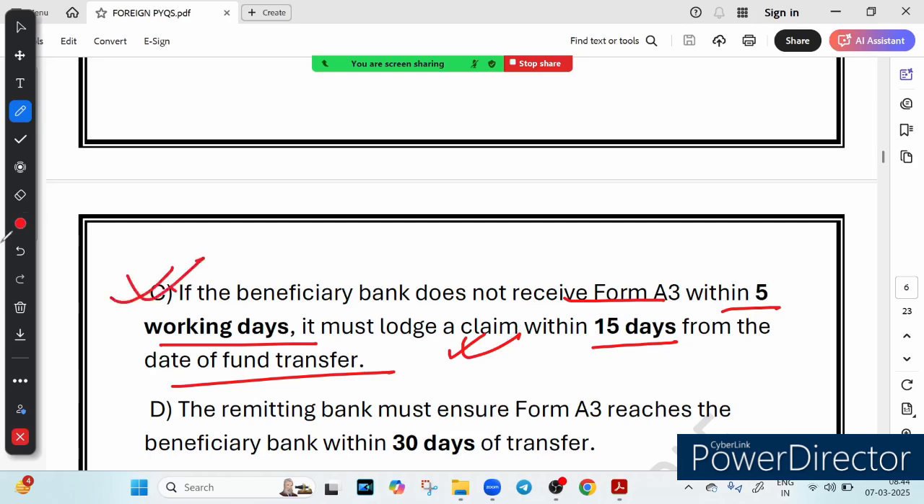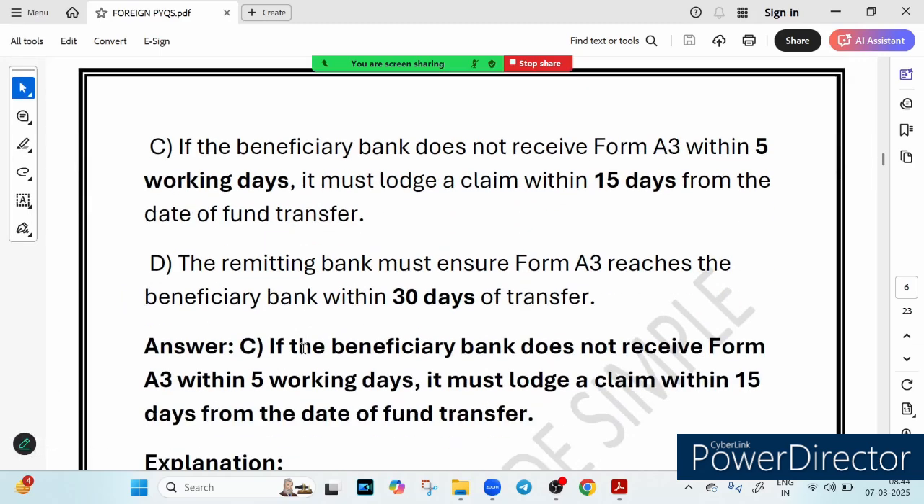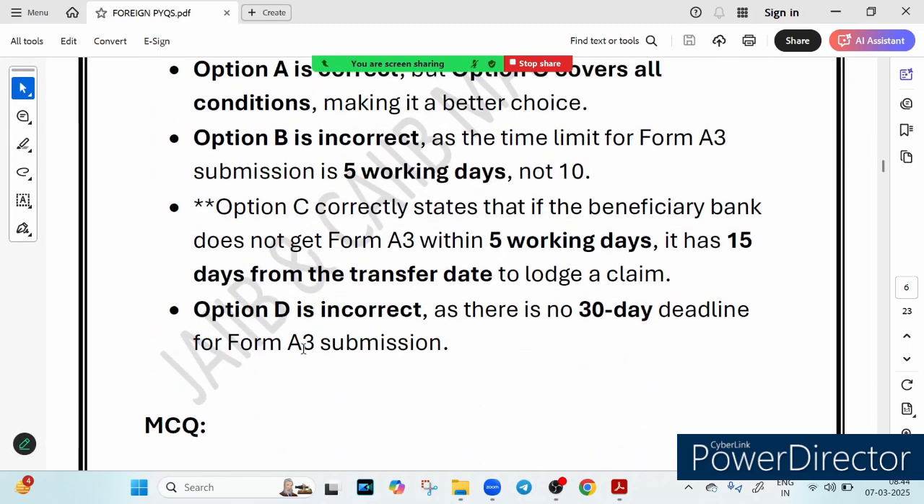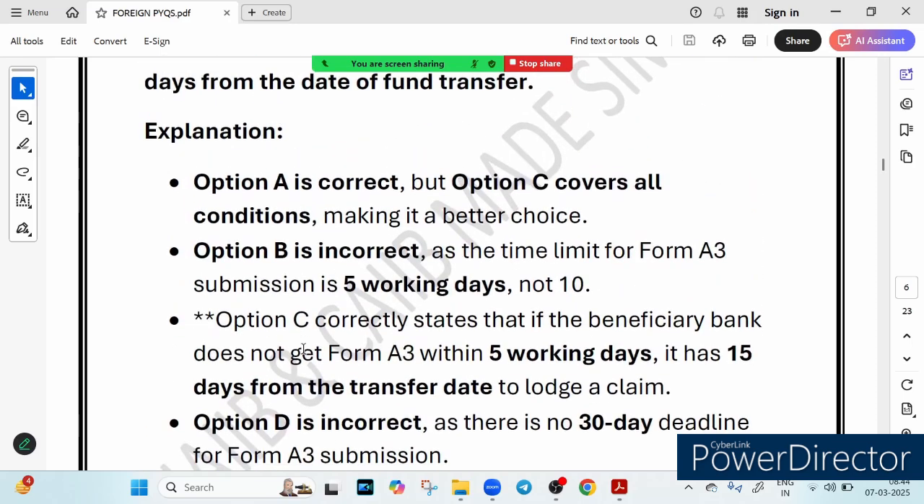So here are some key points to remember. You must remember that the remitting bank must include a remark in RTGS. It must include a remark in the RTGS message about sending Form A3 separately. Form A3 must reach the beneficiary bank within 5 working days or a penalty will apply. And if there is a delay, the beneficiary bank has 15 days from the transfer date to lodge a claim.